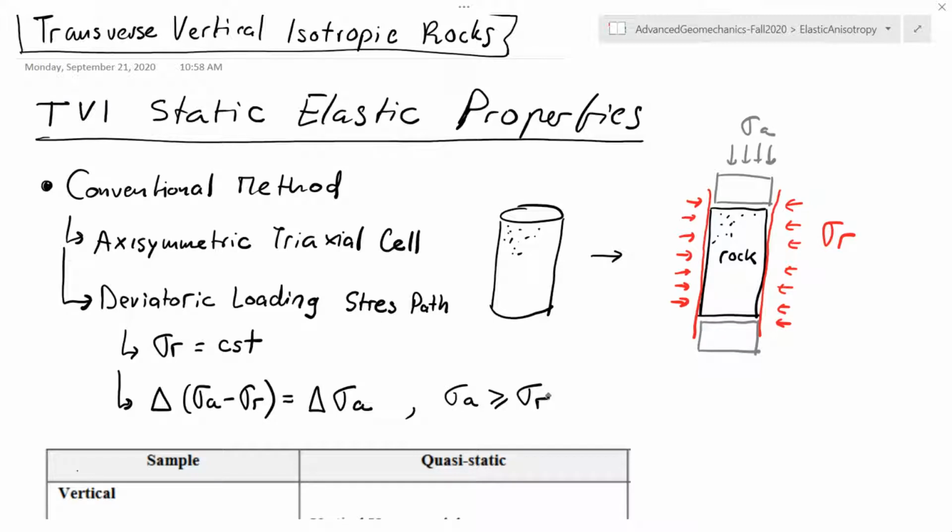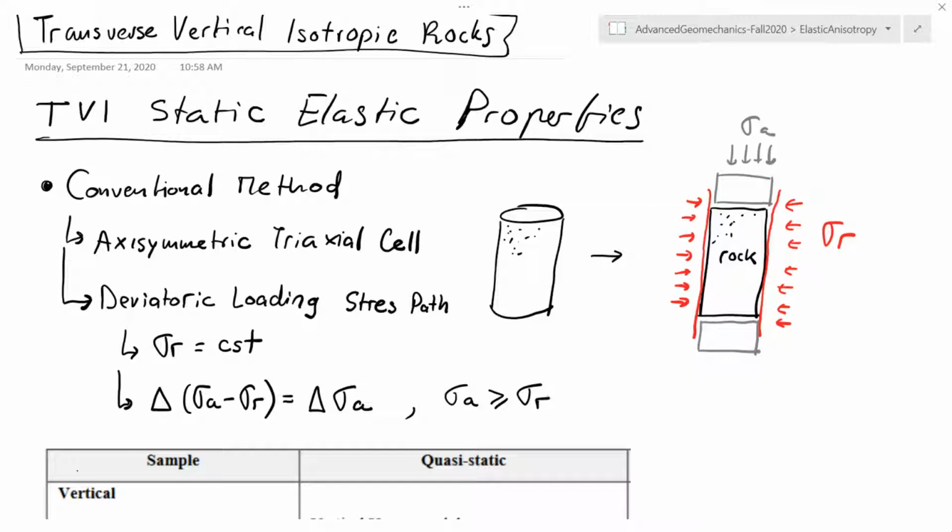Ideally, we would like to measure these properties of a TVI medium, and we're going to see the reasons for that later, on a prismatic rock, but it's very difficult to cut a sample in a cube, and it's even more difficult to apply the loadings. So that's why we use cylindrical rocks and we apply this axisymmetric loading.